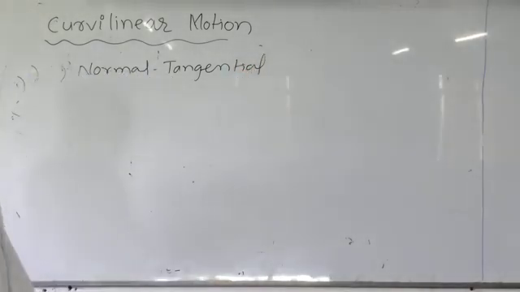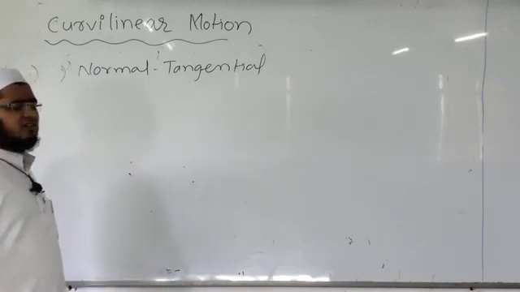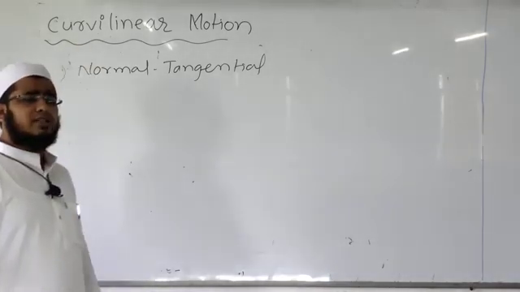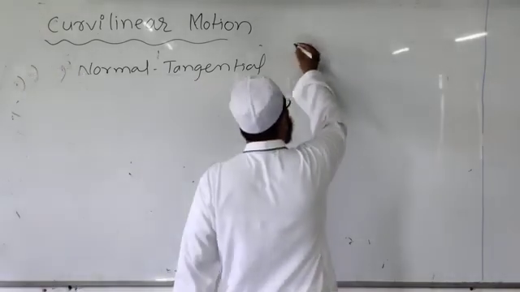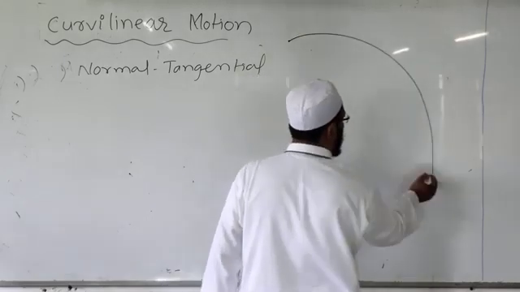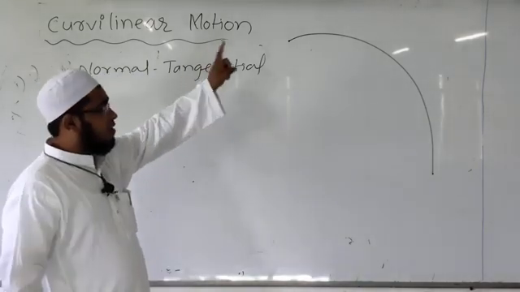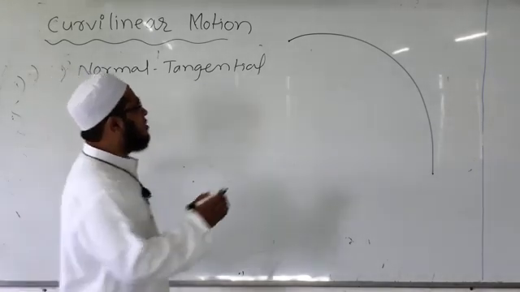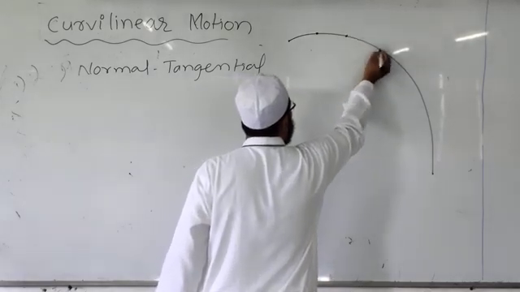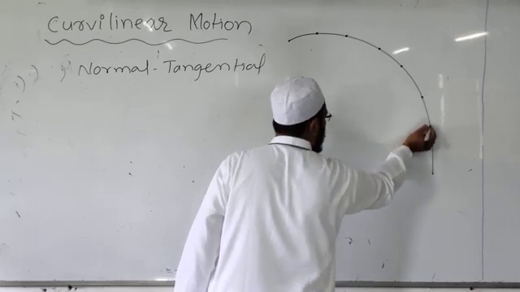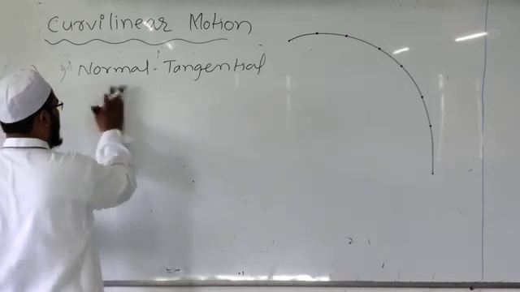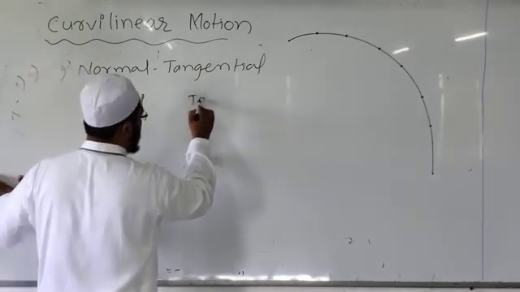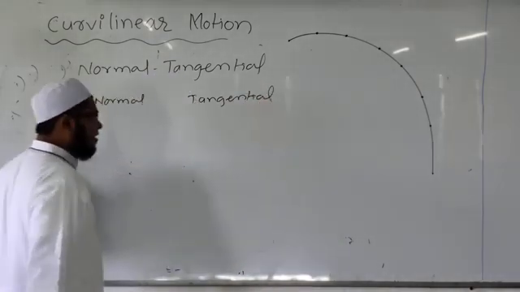In the normal tangential system, we are describing the position of the particle along the normal component and the tangential component. This normal and tangential component system is applied whenever the path of the moving particle along a curved line is known. If the path is known, then we can describe the position of the particle at a particular instant in terms of its normal component and tangential component. It is very easy. We will split the vector in the normal direction and the tangential direction.